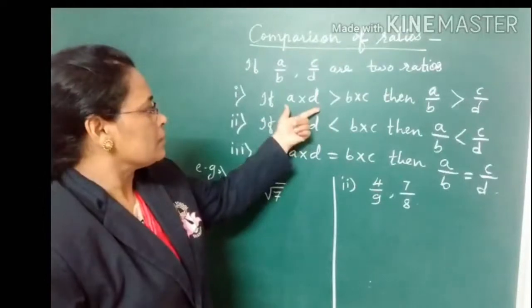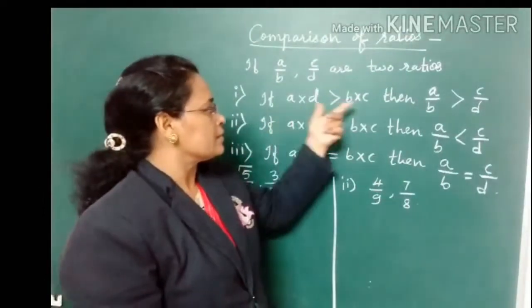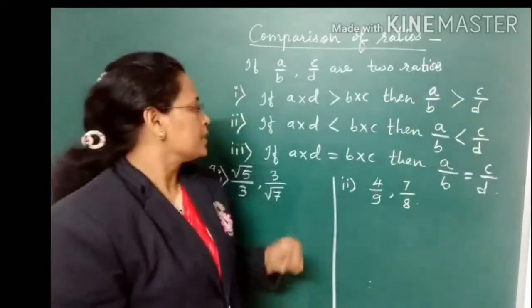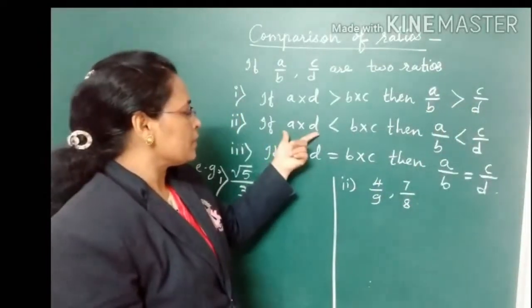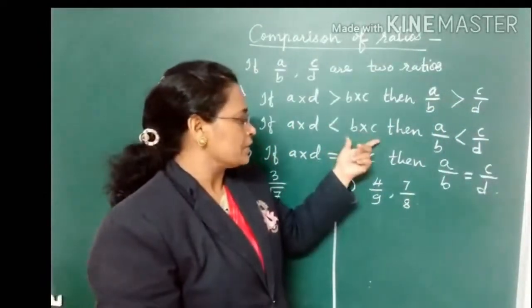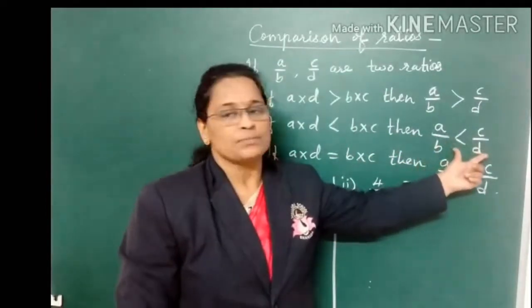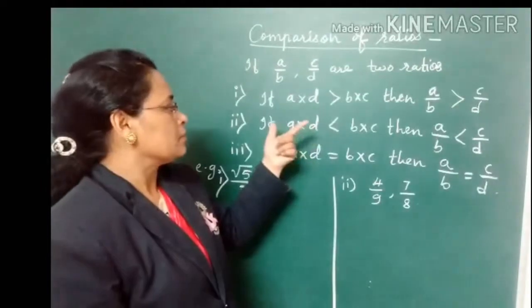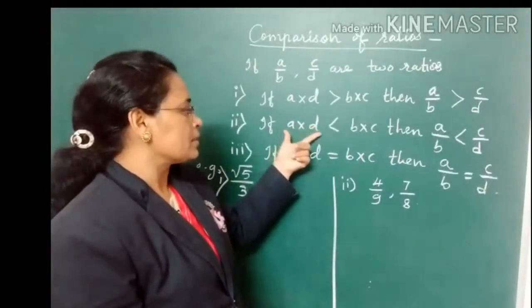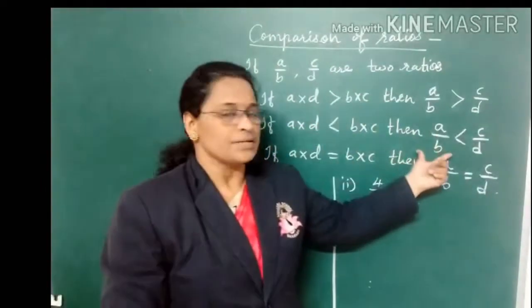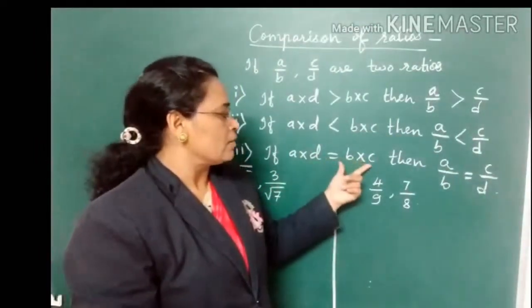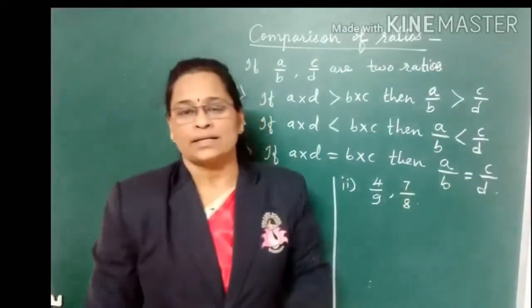If the product of A and D is greater than B and C, then A is to B is greater than C is to D. If the product of A and D is less than B into C, then A is to B is smaller than C is to D. If the left side product is smaller, the left side ratio is smaller. And if both of the products are equal, then both the ratios are equal.